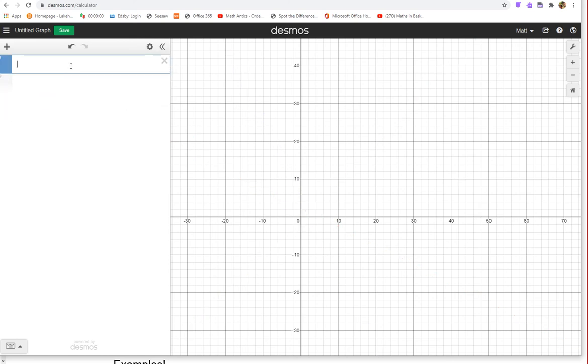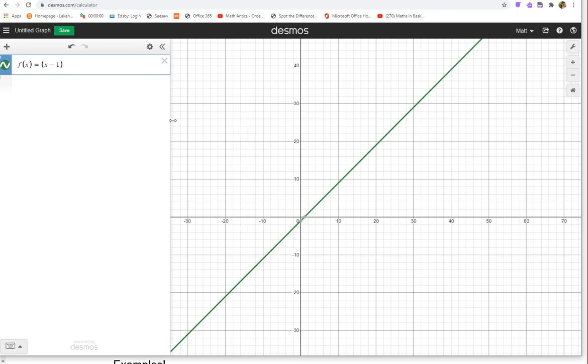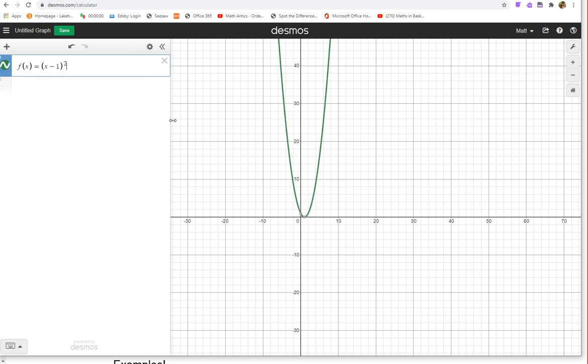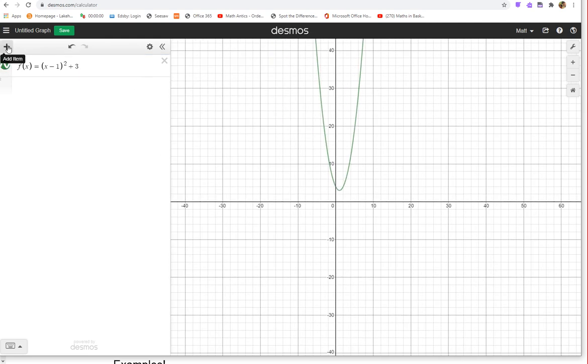So first I'm going to put on my other one. I'm just going to call it f of x. And I'm going to say, okay, that one was my basic quadratic, but it was shifted up 3 and to the right 1. So I'm going to go x minus 1, squared, plus 3. That's my quadratic. That's my first one. Now I want to do my inverse.